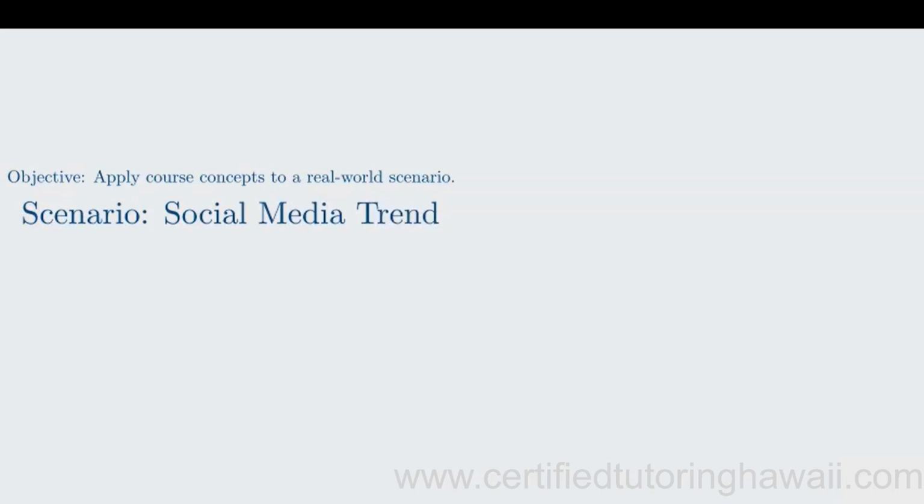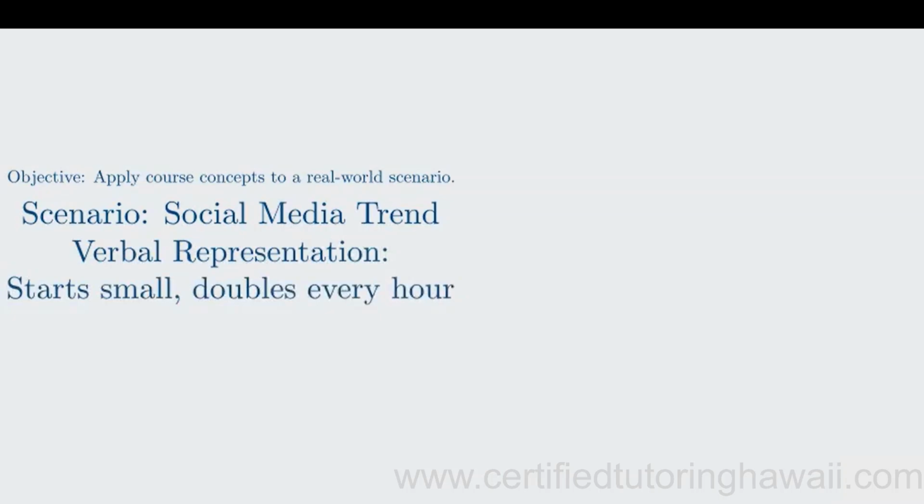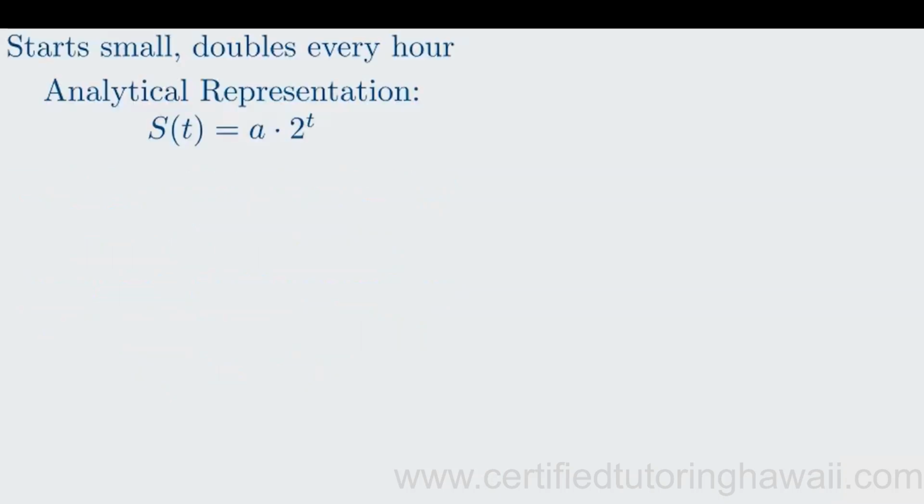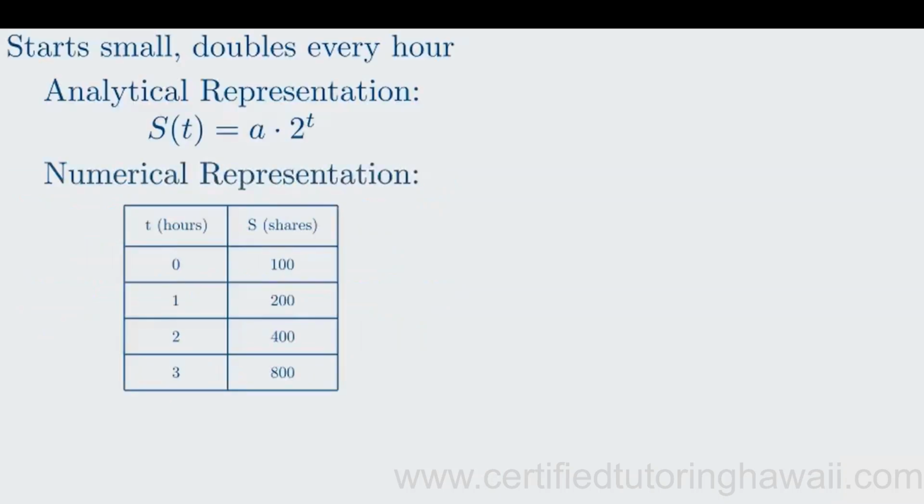To wrap up our introduction, let's synthesize everything we've discussed by looking at a real-world scenario. This will show you how covariation, representations, and modeling all come together. Imagine you are a data scientist tracking the spread of a new social media trend. The number of shares starts small, then doubles every hour. We can represent this analytically with an exponential function, where s is the number of shares and t is time in hours. Numerically, we see the output values doubling.